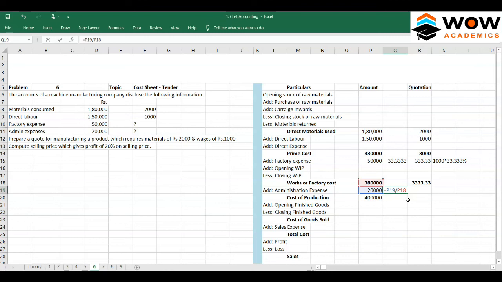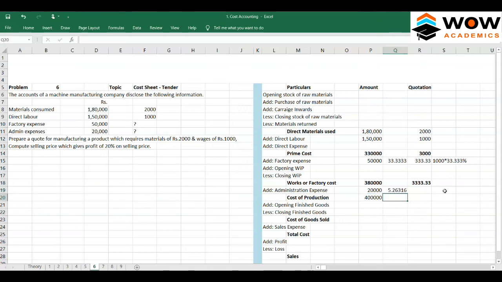Usually there is no other way to proceed with this sum, so we assumed that factory expense is related to direct labor, and administration cost would depend upon the size of production. If you're a small company, you will need a small administration department. If you're a large company producing a large number of goods, you need a large administration expense. So administration is usually related to the size of the production of the factory. The relationship is 5.26 percent.